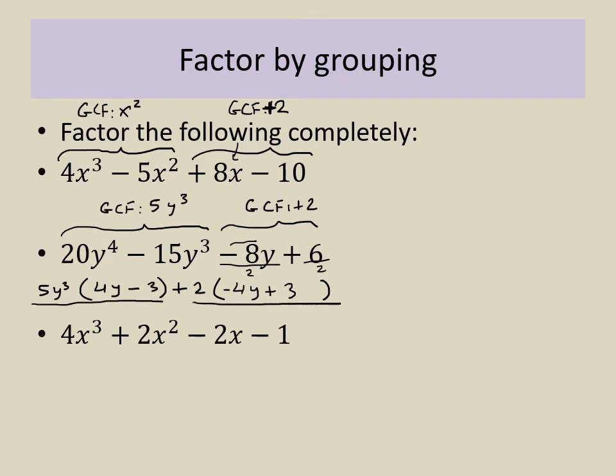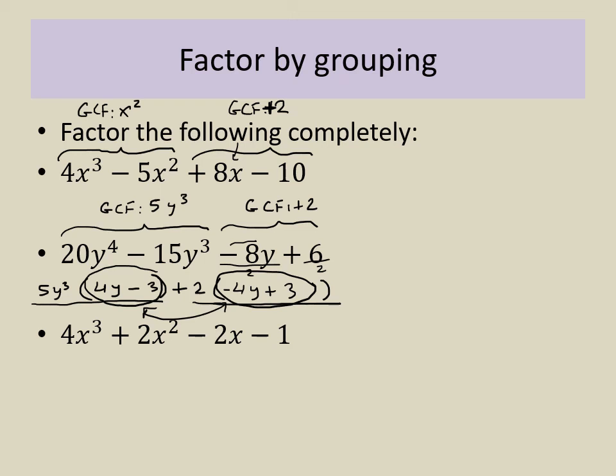Well, technically, we didn't do anything wrong. We factored out a positive 2. 2 is a common factor. But the issue here is that it's not useful. What we end up with is a 4y minus 3. What we end up with here is a negative 4y plus 3. They are not identical. These are not the same. We cannot continue to factor this further by factor by grouping. Okay, so this is what not to do.